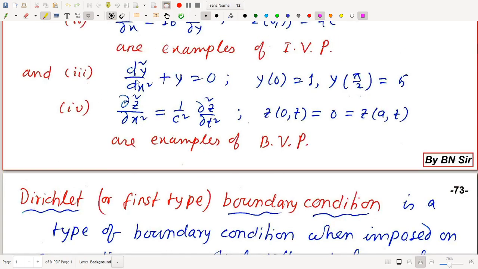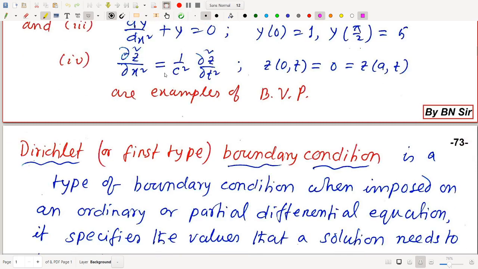And Roman 3, d square y by dx square plus y equal to 0. Second order ordinary differential equation under the conditions y(0) equal to 1 and y(pi by 8) equal to 5. That is y is 1 when x is 0, y is pi by 2 when x is 5. Two conditions, 2-point conditions. Conditions are given at 2 points. So this is an example of boundary value problem.